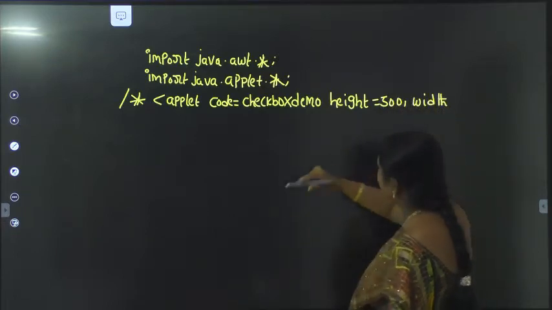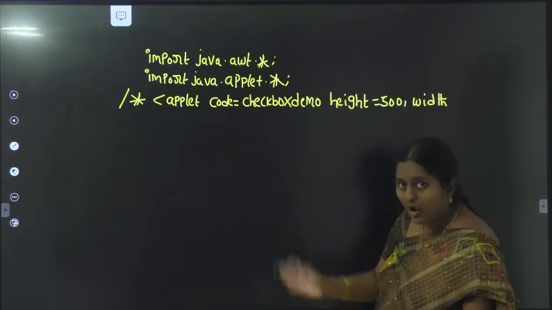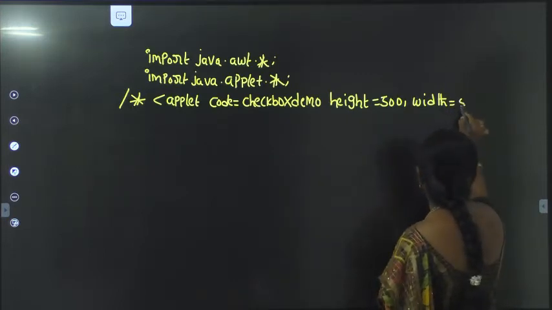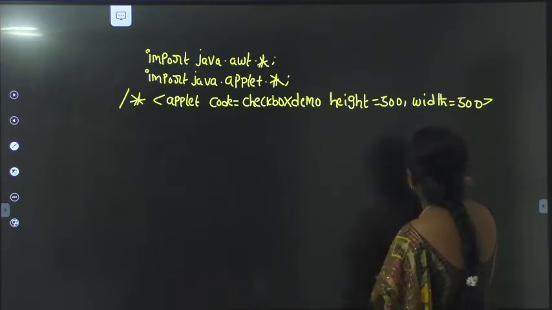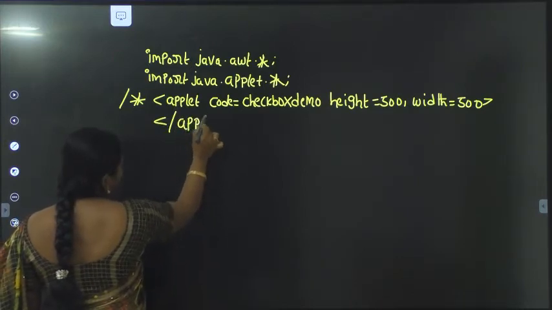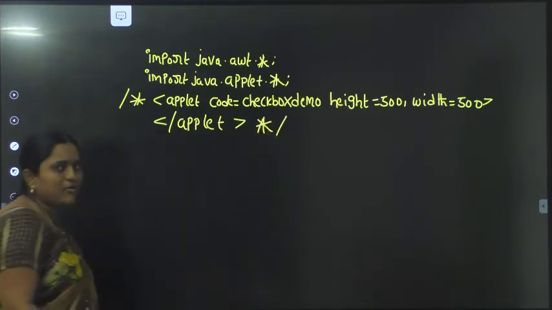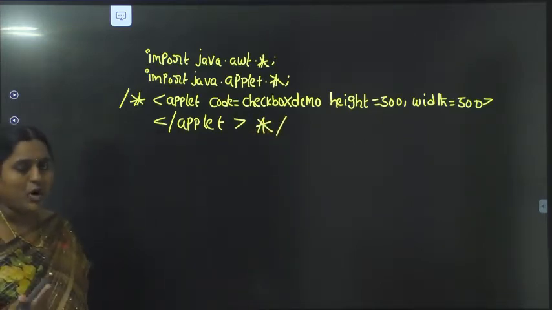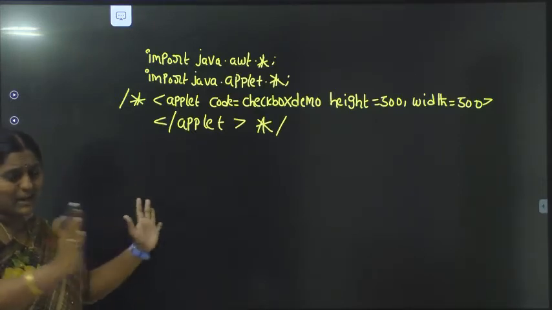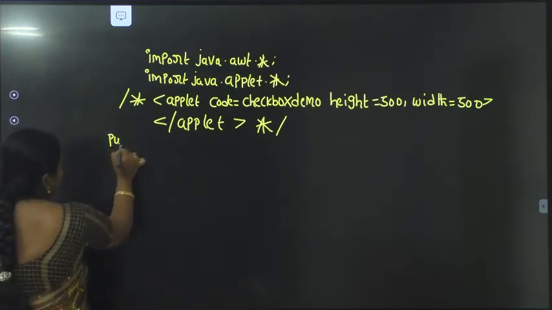The applet tag has two attributes, height and width. In order to set the height and width of the applet window, we have to write these two attributes in the applet tag: height equal to 500, width equal to 500. Next, we have to close the applet tag. It is mentioned in the comment lines. Next, we have to define one class, public class.